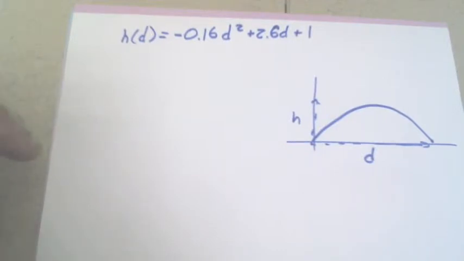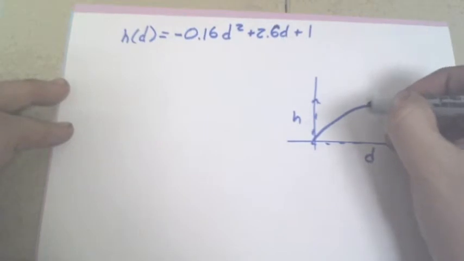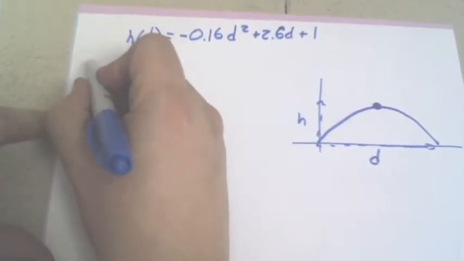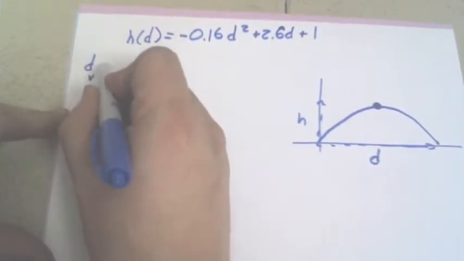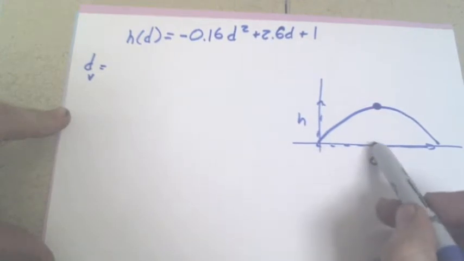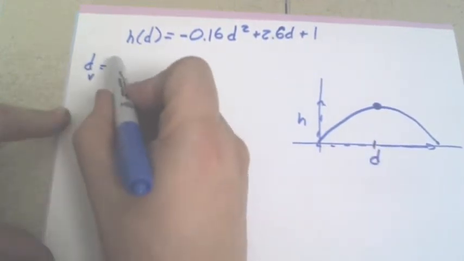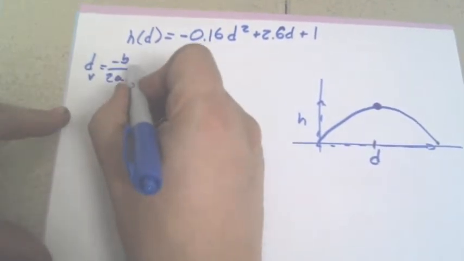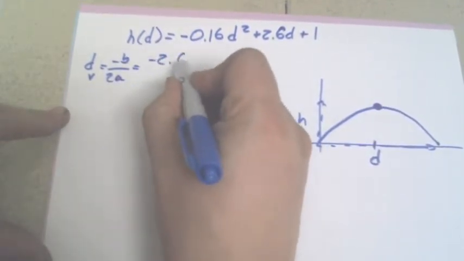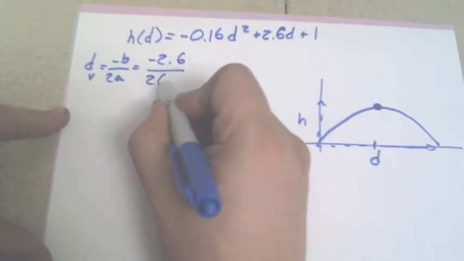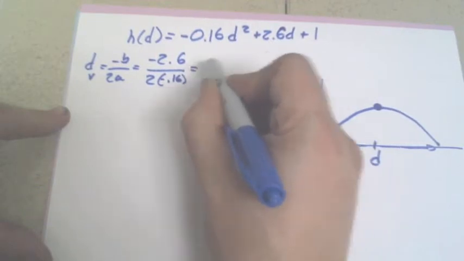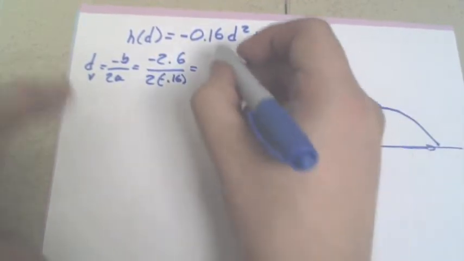So find the maximum height. Well, where's the maximum height? Hopefully I heard the entire internet just say vertex. Yes, vertex. So the d value of the vertex, the distance at which the vertex occurs, is that same negative b over 2a. So negative 2.6 over 2 times negative 0.16 is going to give you the value of that vertex.